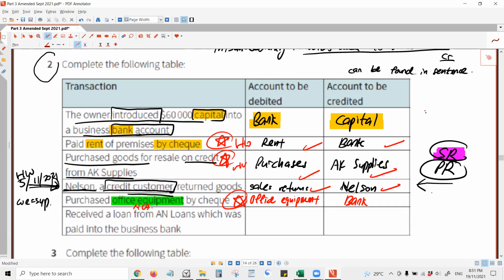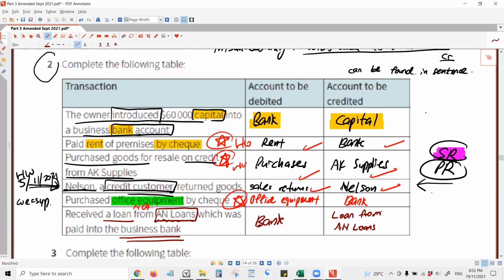Now last one. This time, you borrow money from AN Loans. AN Loans could be somebody, maybe a loan shark, or somebody else. So you receive a loan from AN Loans, means you borrow money from AN Loans. And they say the money gets into the bank account. Easier way. So debit bank, because you have more money in the bank. Then credit what? You can credit loan from AN Loans.